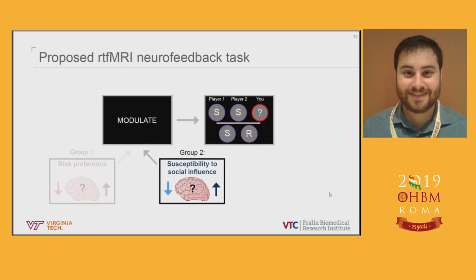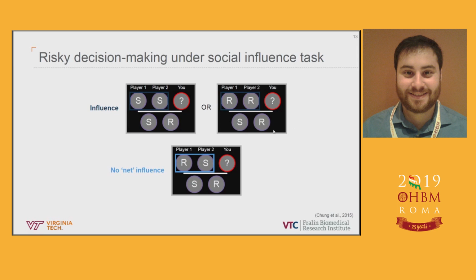Now I'll talk about the multivariate model which we'll use to give individuals feedback about susceptibility to social influence. In this task, there are two types of social trials. One are what we call influence trials, while the other are what we call no net influence trials. In these influence trials, both other players choose the same option. Sometimes both other players choose the safe option, while other times both choose the risky option. In the no net influence trials, one player chooses one option, while the other player chooses the other option. Because they're choosing different options, the influence effectively cancels out, thus leaving no net influence.